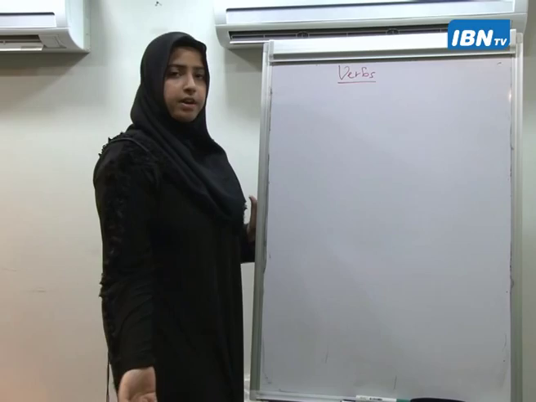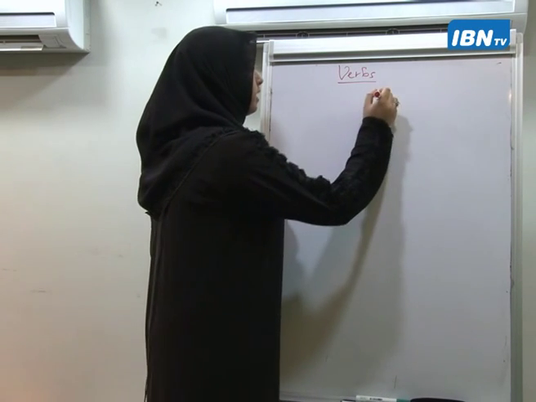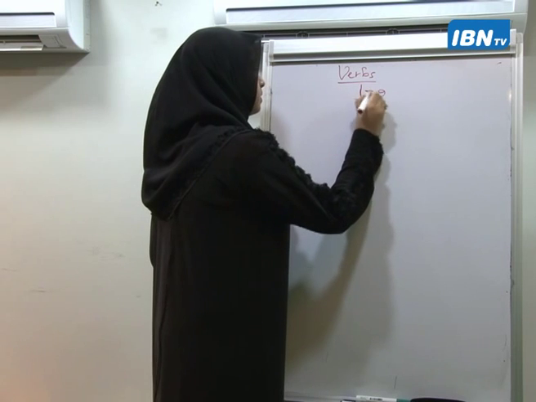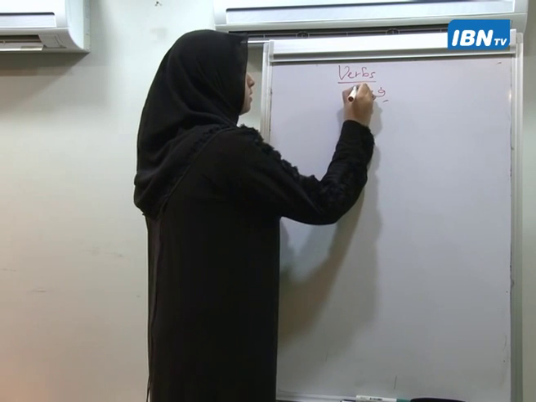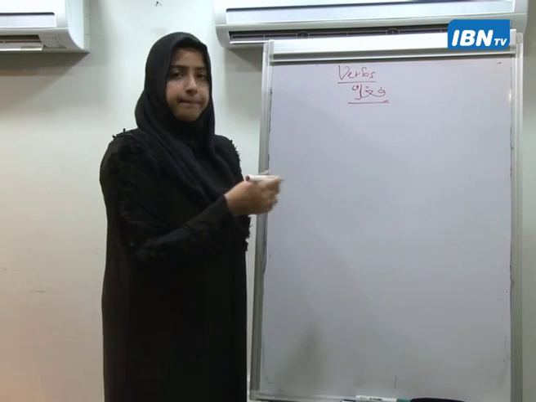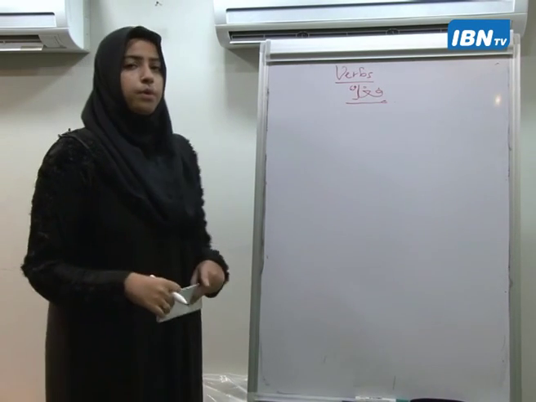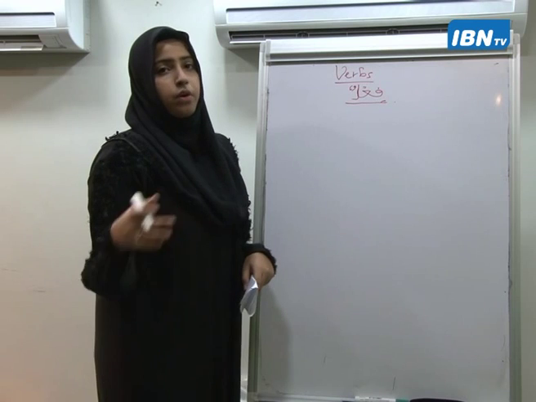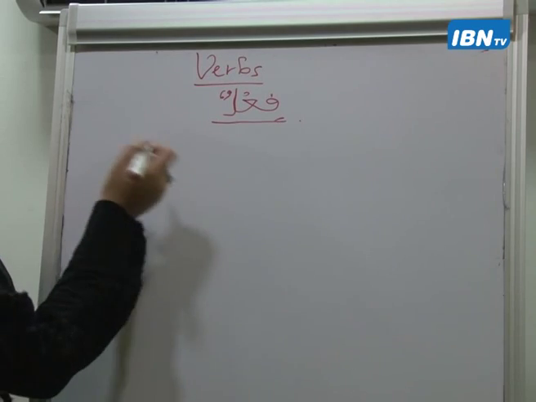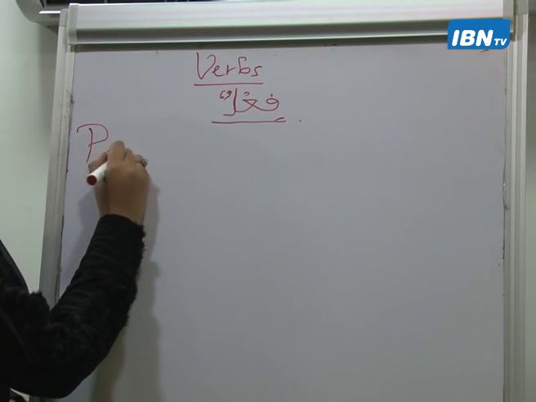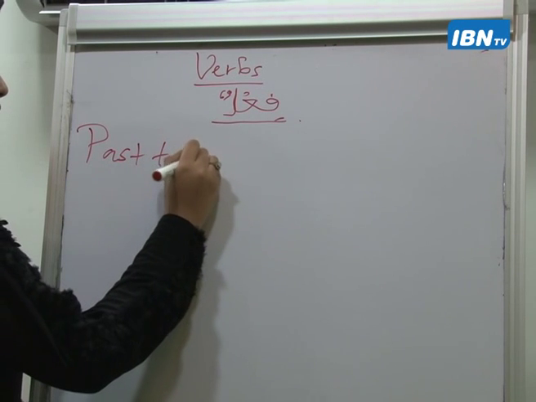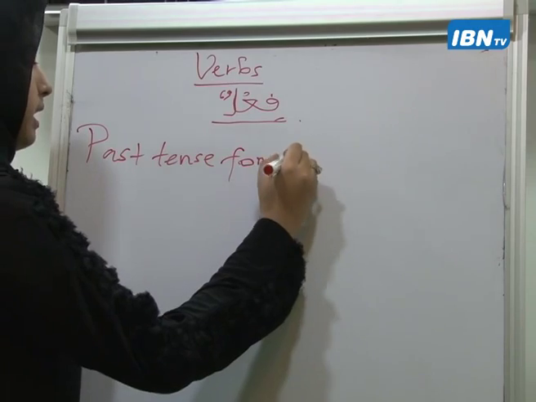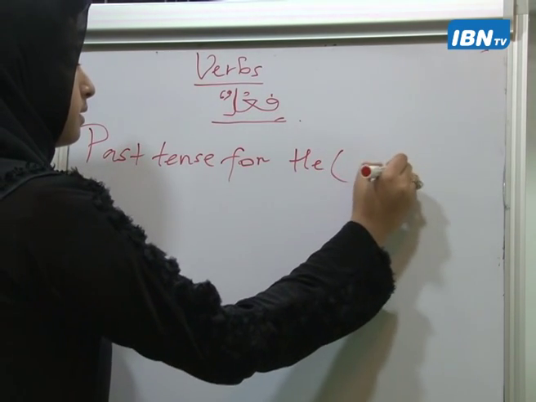verbs. And verbs in Arabic means fi'lun. Okay? So that is going to be our today's topic, fi'lun, right? So we are going to start discussing fi'lun, but in the past tense for huwa, for he. So we are going to start with the past tense for he, that is huwa.